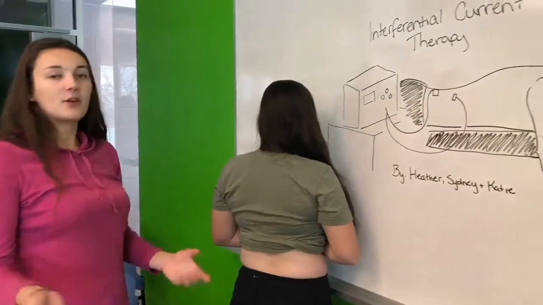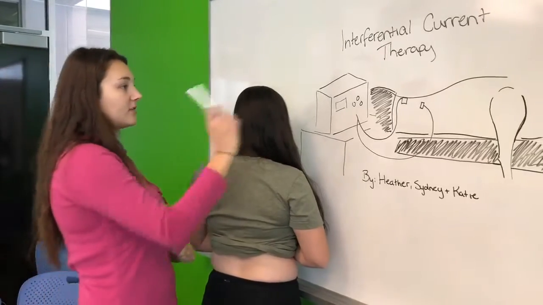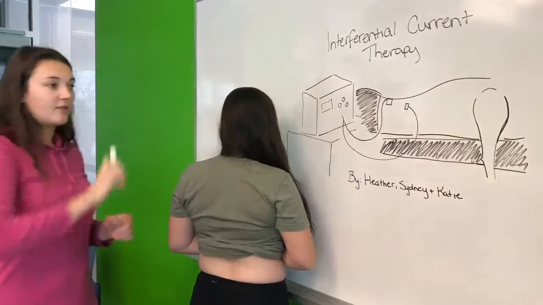Okay, so we're just going to go through the diagram just to give you a little bit more of a picture so you can see it better. This is a diagram of what the machine would look like and the specifics of it.